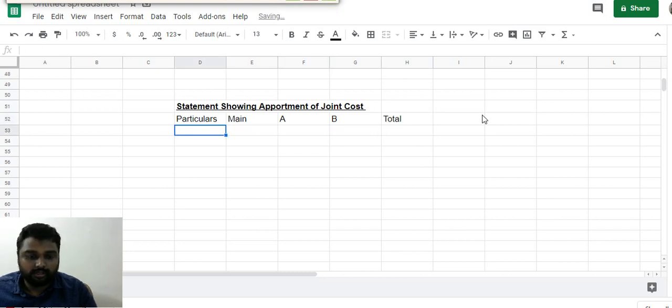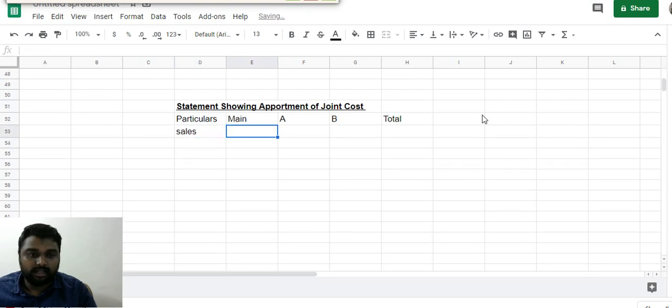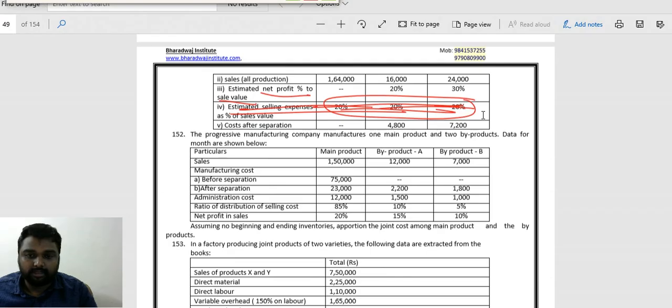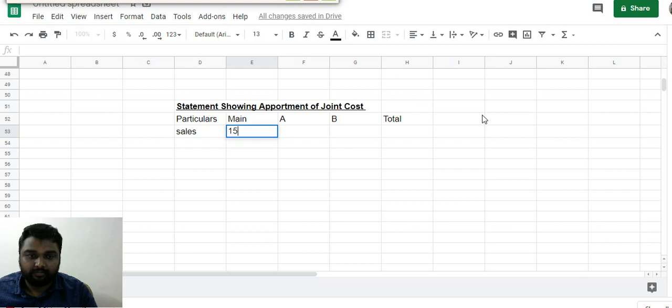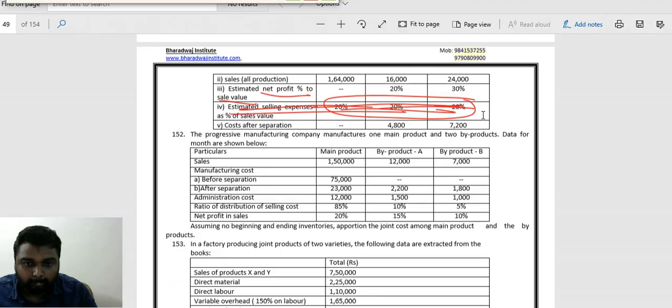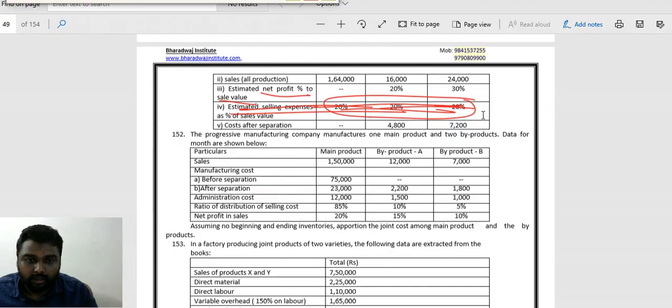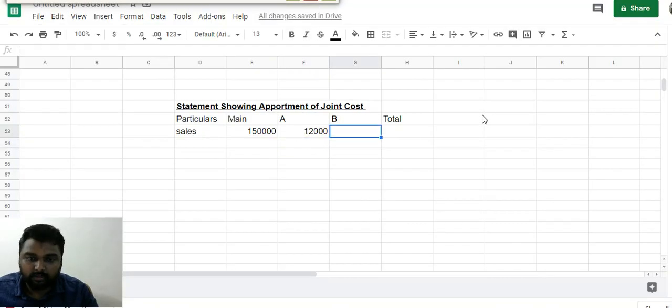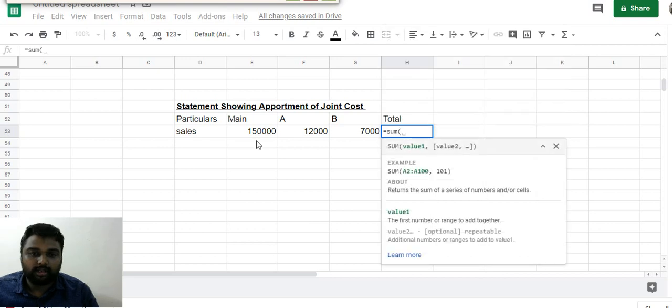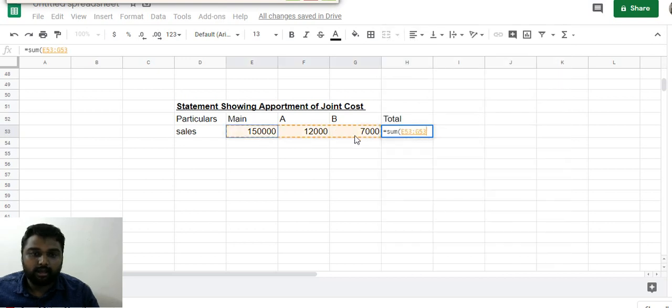So sales. What is the sales amount? Main product sales is 1 lakh 50 thousand. $12,000 is the A product sales. B product sales is 7,000. We can get the total sales also.